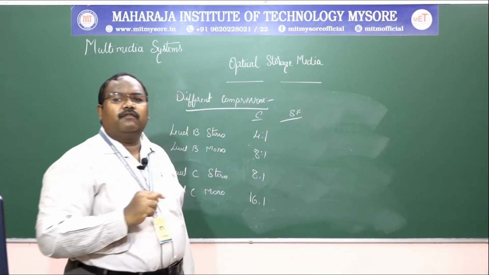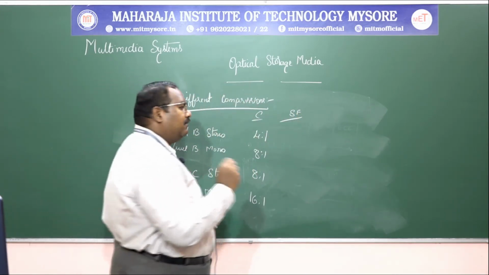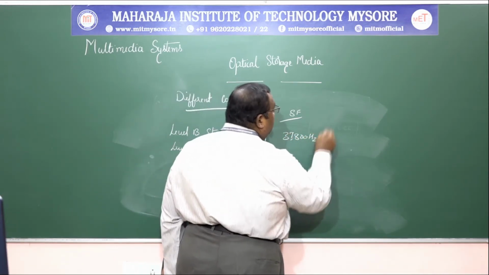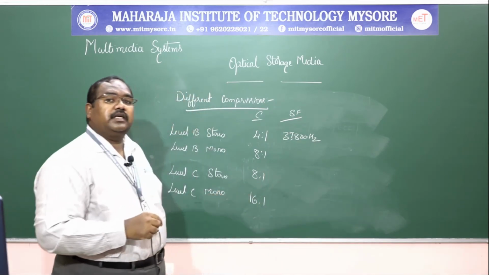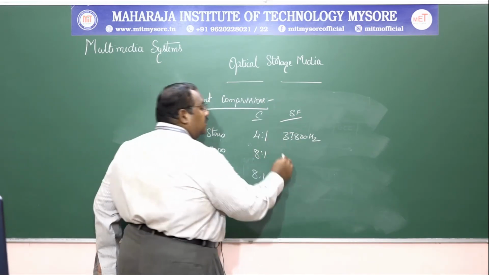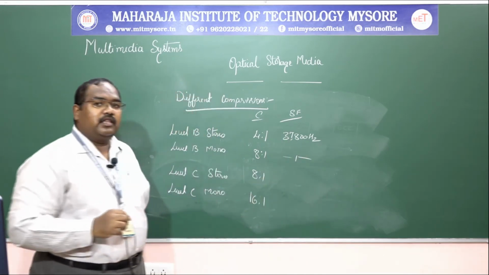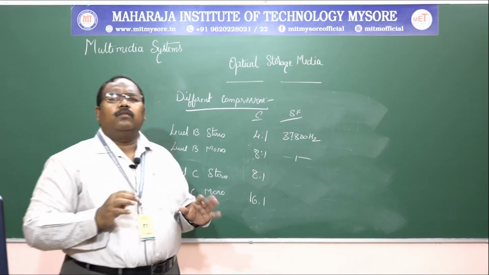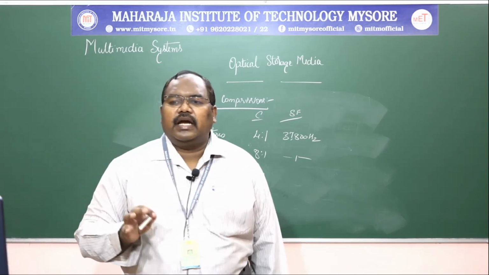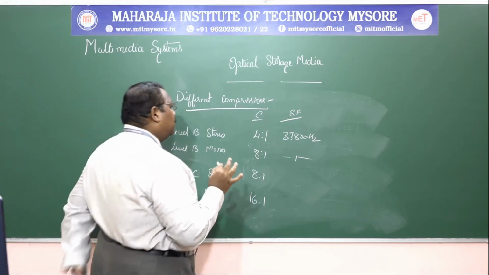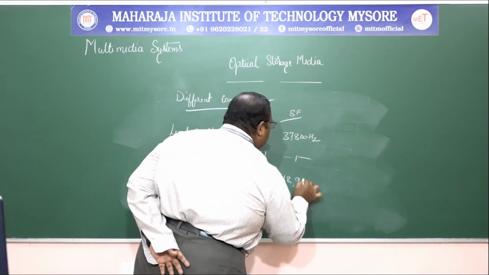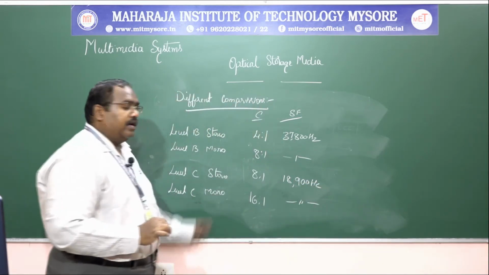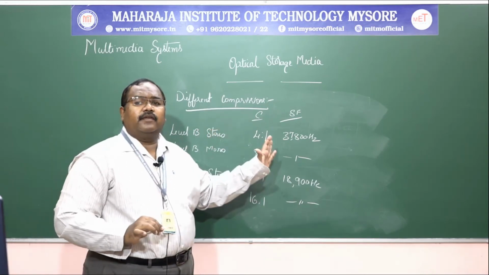When we talk about the sampling frequency, here it is 37,800 samples, which means the frequency at which the sampling happens is the same here also, 37,800 hertz. What about these two? Here it is almost 18,900 hertz. Similar, whether it is mono or stereo, it is 18,900 hertz. So we have seen the compression and the sampling frequency.